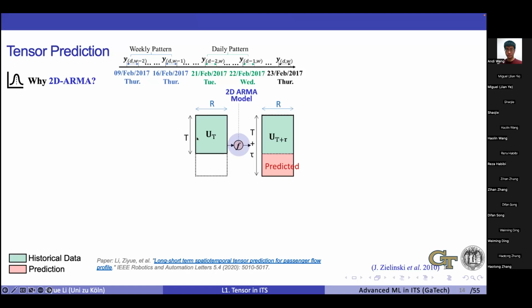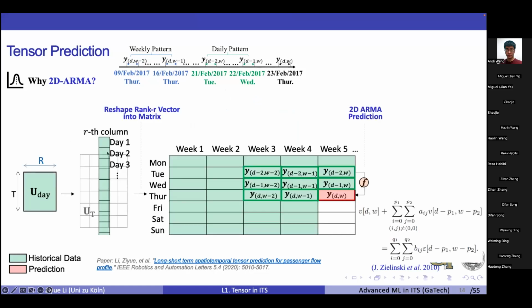So for this U day matrix, each column is each rank. For each rank column, we rearrange it as Monday to Sunday times different weeks. So that when we are predicting a specific value, we use 2 lags back on the week dimension and also 2 lags back on the day dimension, so that we can capture all the important information.